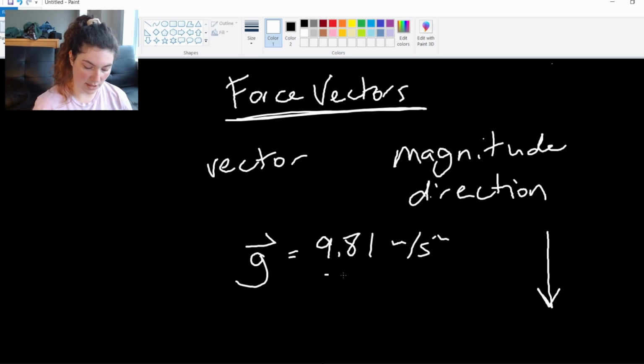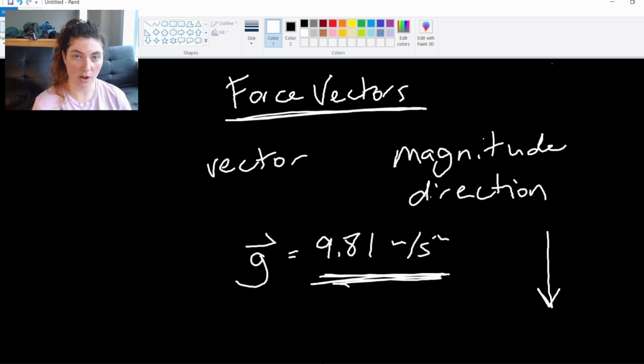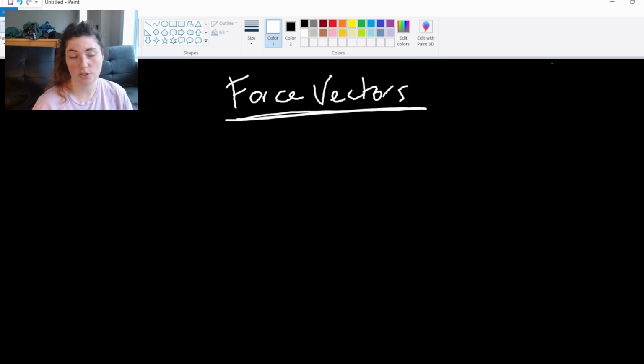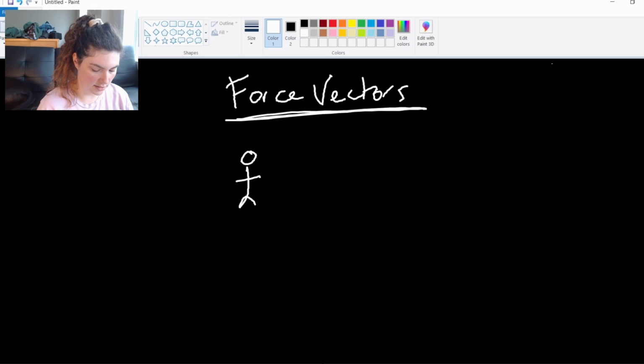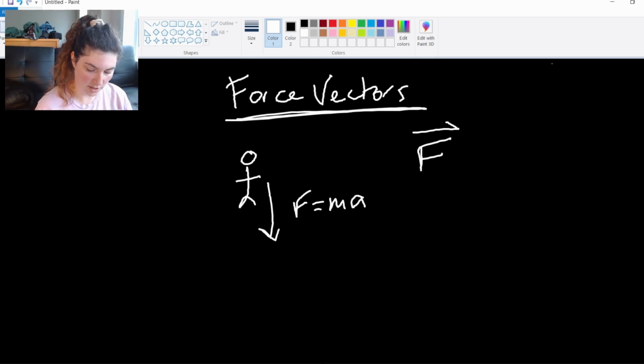So it has a magnitude. This is the magnitude, the actual numerical value of the acceleration, and then direction, which generally we represent as down. You're being pulled down towards the Earth. So when we do this with forces, it works exactly the same way. If you have a man standing here, he is exerting a force on the ground, F equals ma. So this force is a force vector that has magnitude and direction. It is acting downwards because acceleration is pulling him down.